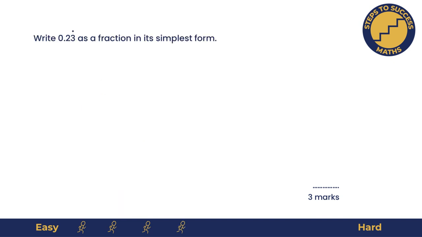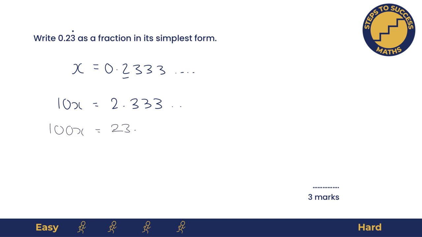Write 0.23 recurring as a fraction in its simplest form. So x is equal to 0.233333. Let's make it so that the 2 is the whole number. So 10x is 2.33333. And now we like the 0.3 bits at the end. So the next one we can multiply by, so that happens, would be 100x.